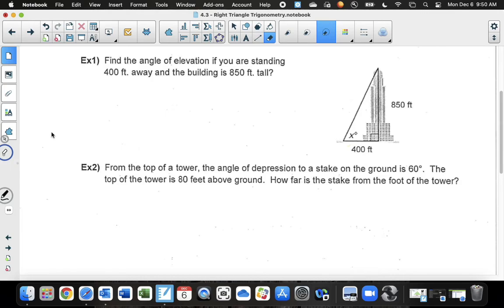First question. Sine, cosine, or tangent problem based on that picture? This is a tangent problem because you're working with the opposite leg compared to the angle and the adjacent. That's the TOA part of SOHCAHTOA. So tangent of x equals, by definition, the ratio of opposite to adjacent. So 850 over 400. There's your equation.